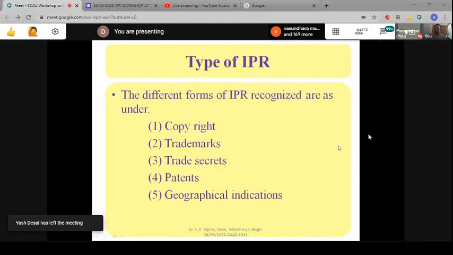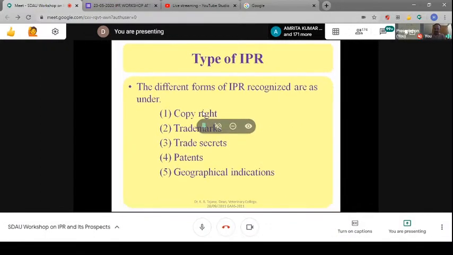intellectual property rights. Now very speedily we will move on, because this is a very fundamental thing and I will not go in depth into patents, because yesterday Dr. Tejal gave a very good lecture which was in depth. So we'll see only the superficial types of intellectual property rights.